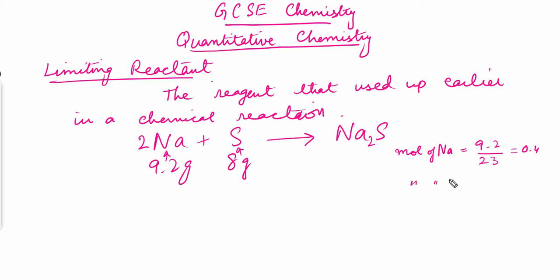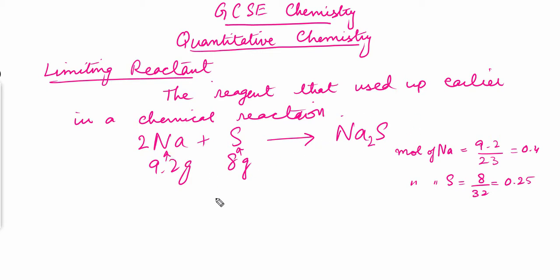Now work out the moles of sulfur. So that would be 8 over 32. 32 is the molar mass and 8 is the mass of sulfur. 8 divided by 32, it's 0.25. So we have 0.25 moles of sulfur and 0.4 moles of sodium.